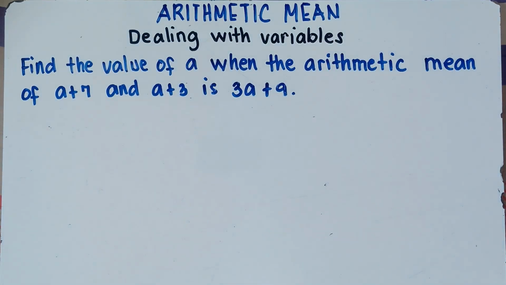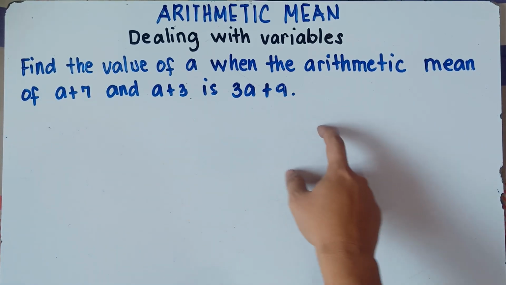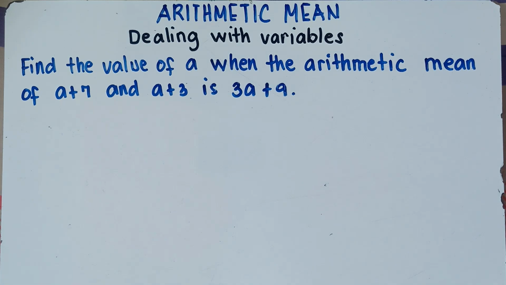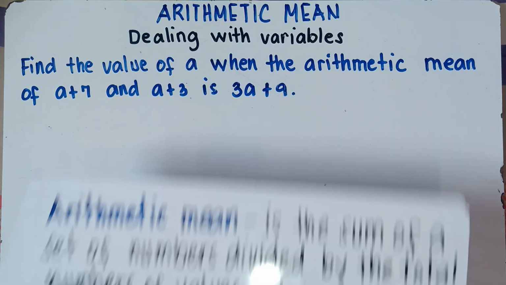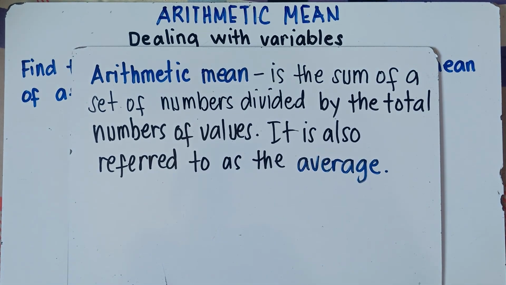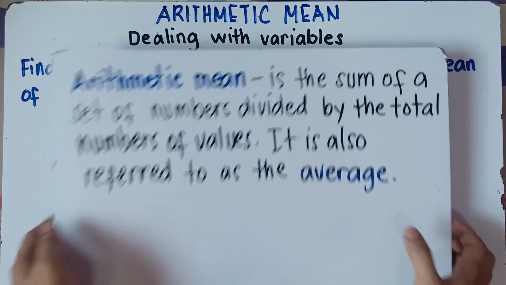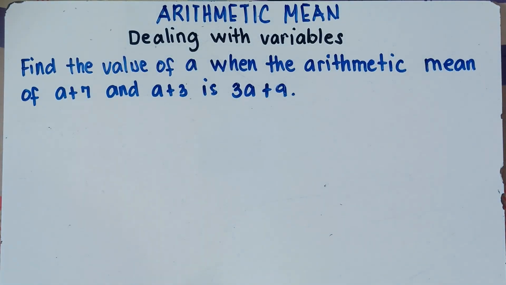Alright, so let's start with this given example. Find the value of a when the arithmetic mean of a plus 7 and a plus 3 is 3a plus 9. Now, what do you mean by arithmetic mean? Arithmetic mean is the sum of a set of numbers divided by the total number of values. It is also referred to as the average.